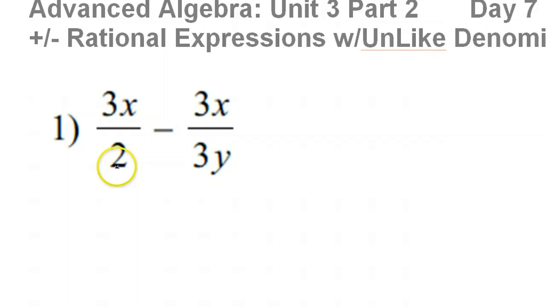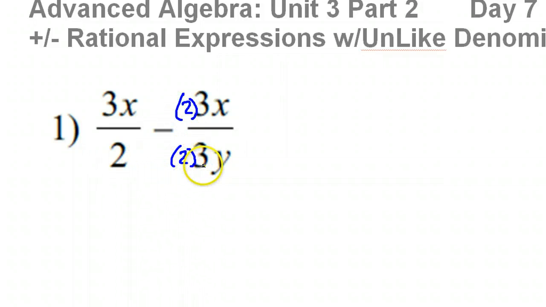Okay, we need like denominators in order to add fractions. So the left side has 2 in the denominator. The right side does not have a 2. So we are going to place a 2 in the denominator and the numerator. That way we are really multiplying by 1 because 2 over 2 is 1.